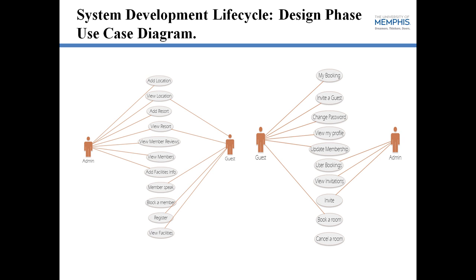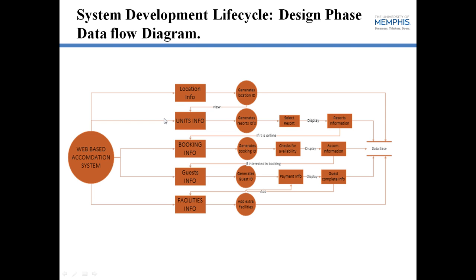In the second use case diagram, you can see a user is trying to book a hotel. He'll go to the homepage, he'll book a hotel, he can invite a guest, he can go to his portal, he can change his password, he can view his profile, he can update his membership, everything. So we are giving dedicated access to a user as well, which is controlled by an admin. So this was the use case diagram. Then comes the data flow diagram.